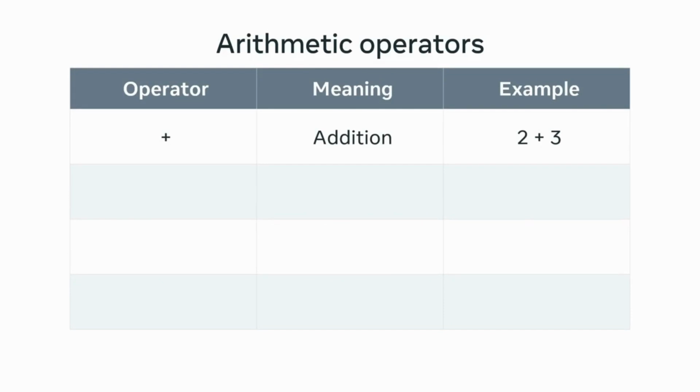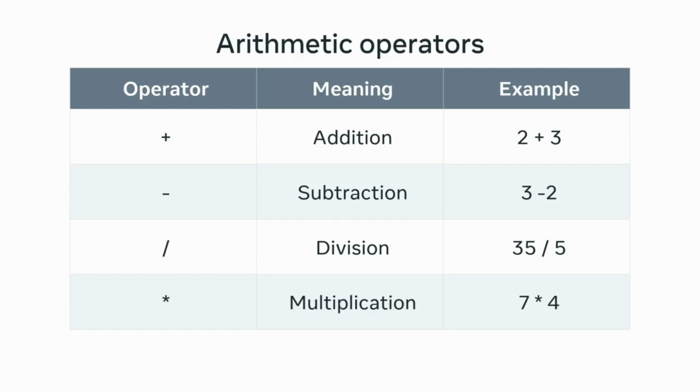First, let's start with the assignment operators, which you can use to perform simple arithmetic. For example, to add two numbers, you can use the addition operator, which is represented by the plus symbol. If you want to subtract values, use the minus operator, which is represented by the hyphen symbol. If you want to perform division, for example, 35 divided by 5, use the division operator, which is represented by the /. Finally, to multiply numbers, use the multiplication operator, which is represented by the star symbol.